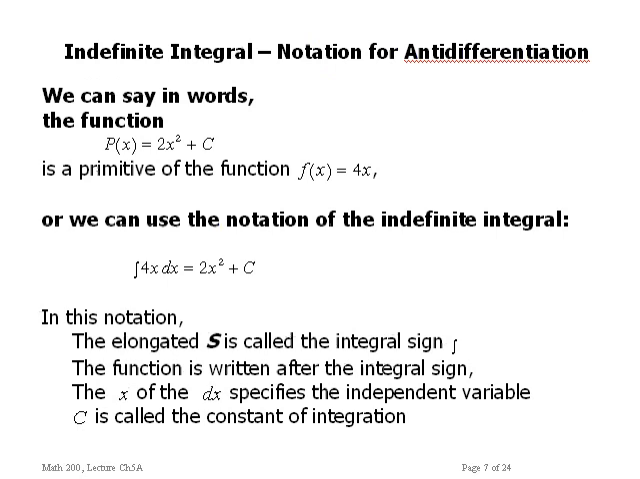There's special notation for taking the antiderivative, and it's a shorthand for saying these words. We could say the function 2x squared plus c is a primitive of 4x. That's a lot of words. Or we can use this notation. Here's the notation right here. It starts off with this elongated s. That's the integral sign.